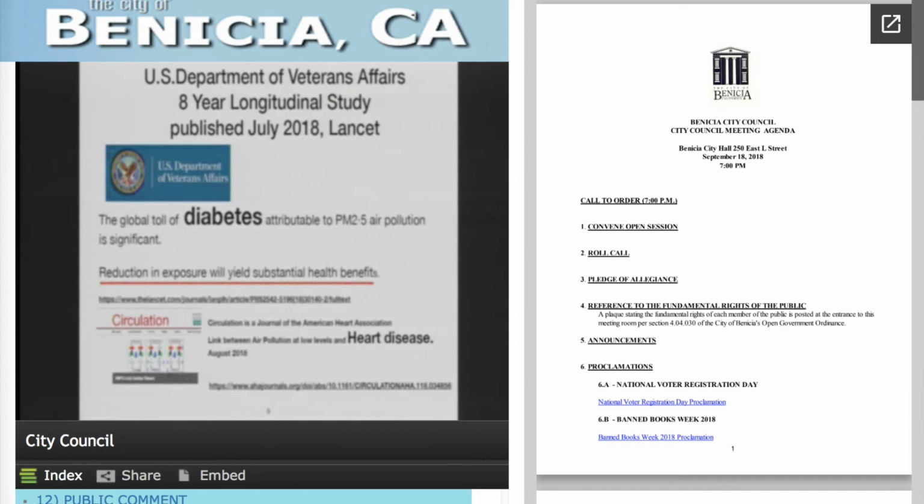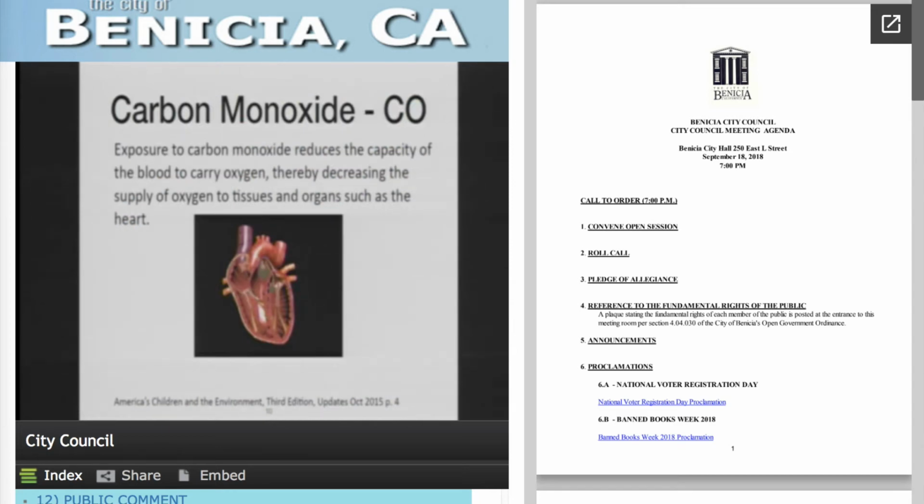socioeconomic group. The Veterans Affairs study published this year has found that the global toll of diabetes attributed to PM2.5 air pollution is significant. Carbon monoxide exposure reduces the capacity of the blood to carry oxygen, thereby decreasing the supply of oxygen to the tissues and organs such as the heart.